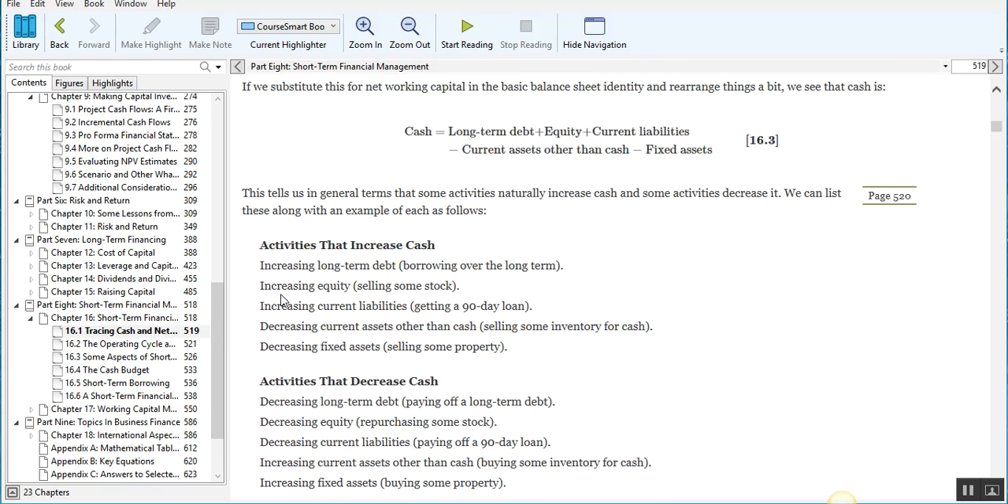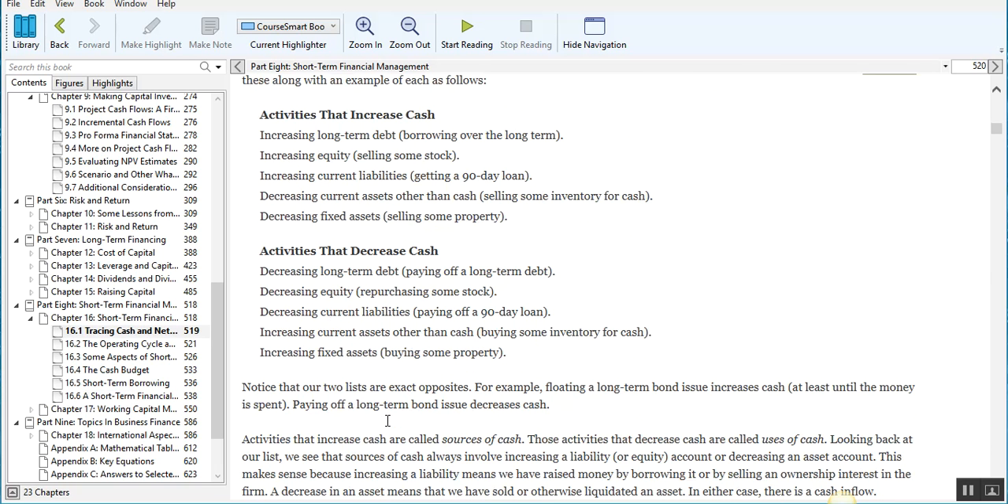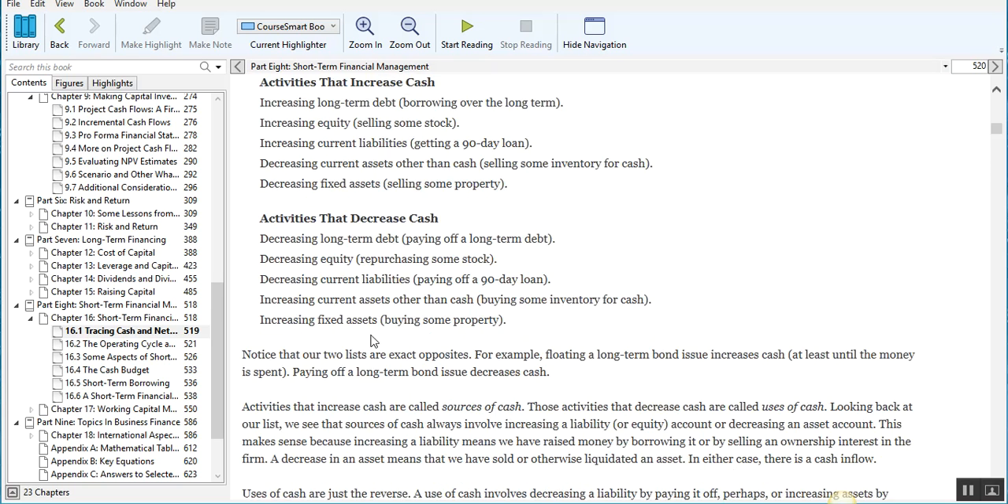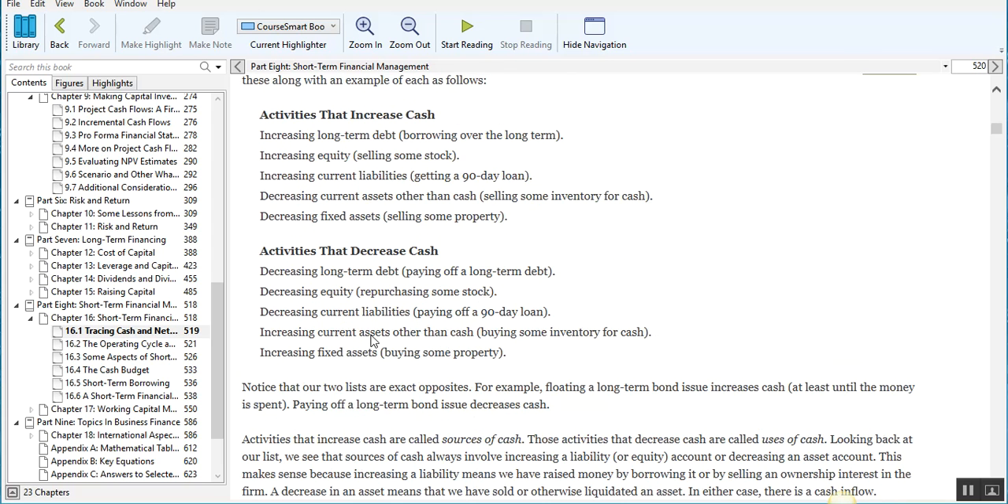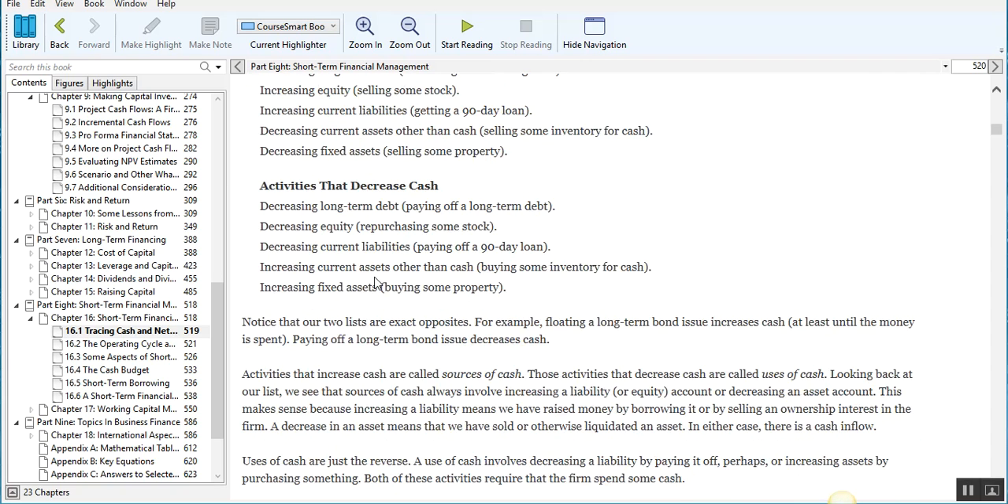Then they move on and talk about these activities that will increase cash. This is important because this is going to be in your homework. There's some of this in your homework where they ask questions about this. But also, if you're in accounting, these are things you'll need to know when you work on a statement of cash flows. The actual events in these lists are exactly the opposite of one another. So whatever causes an increase in cash, if it happens the other way, it causes a decrease.